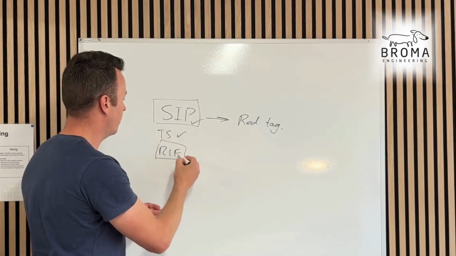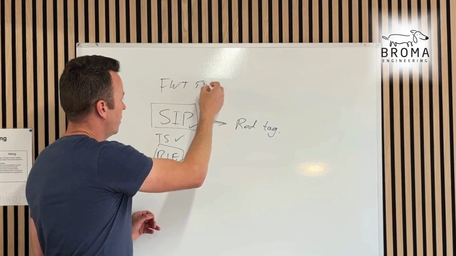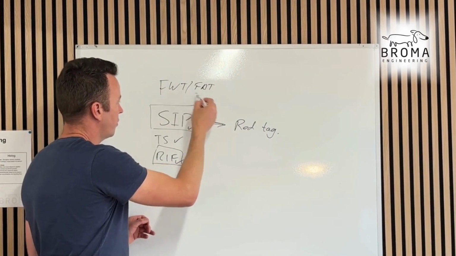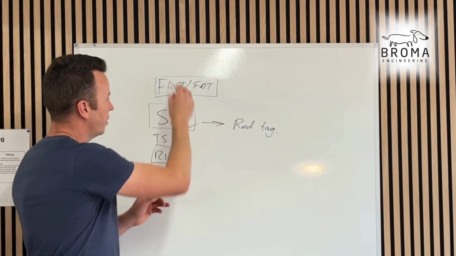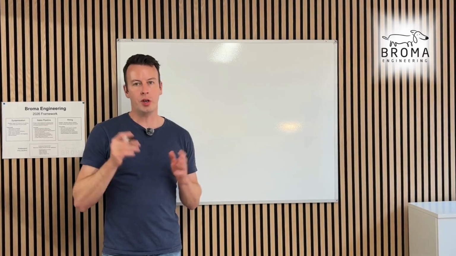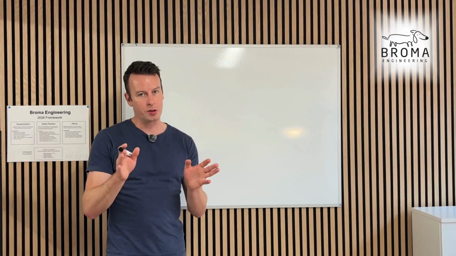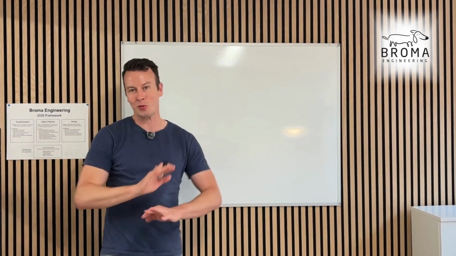Set in place done, RIF done. And of course the FWT or FAT is approved. Should be definitely done by now. And that documentation is all together in one package. Red tag, done. So anyone who tries to make a red tag complicated, just show them the gate. Say, pack your bags and get out of here. That's what I would do anyway.